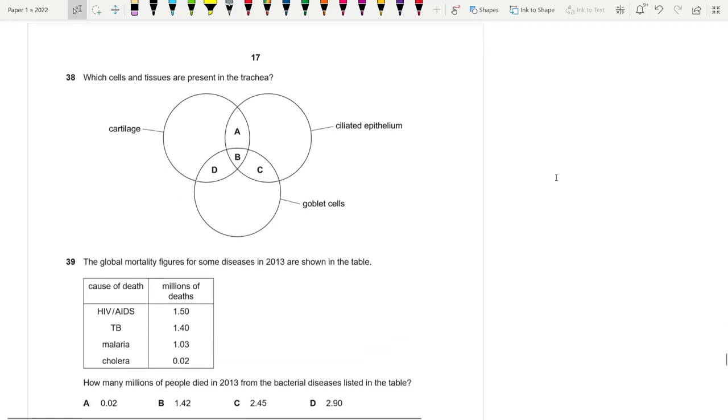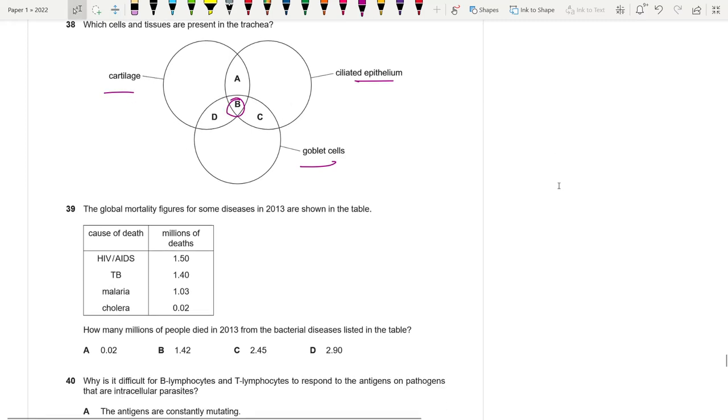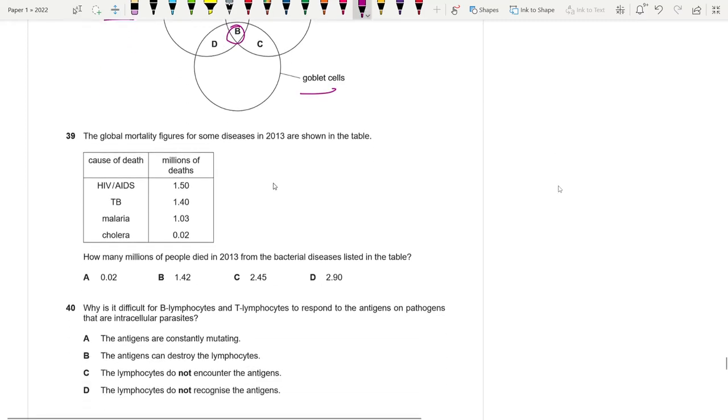Which cells and tissues are present in trachea? Trachea have goblet cells. They also have cartilage. They also have ciliated epithelium. So 38 needs to be B. The global mortality figures of some diseases in 2013 are shown. How many millions of people died in 2013 from bacterial diseases?